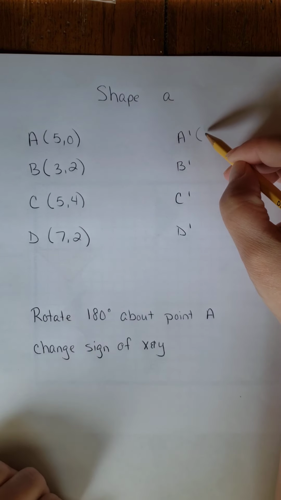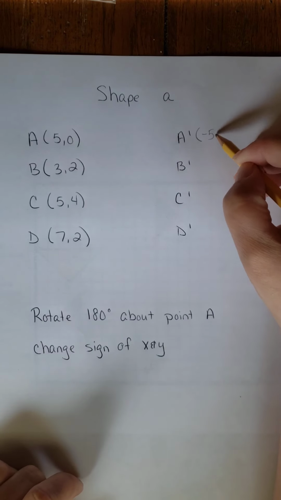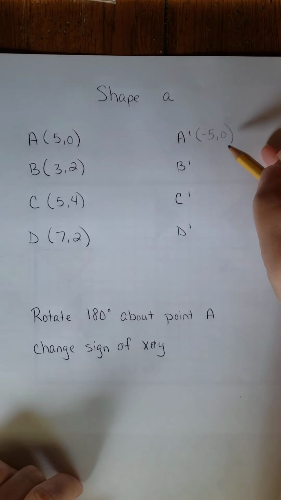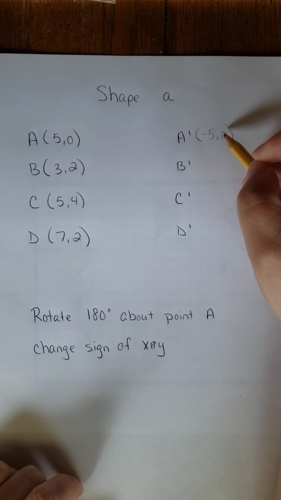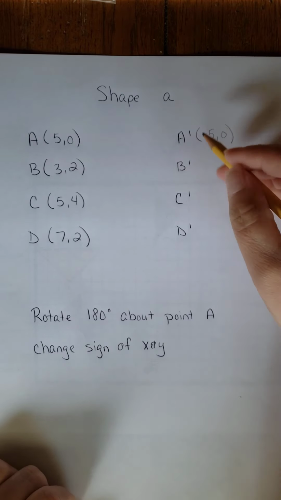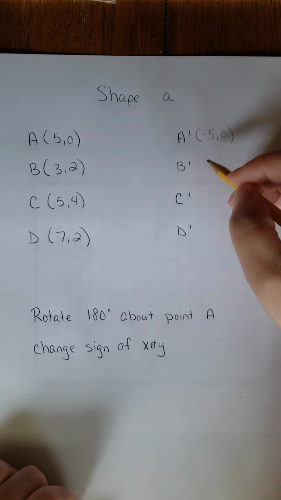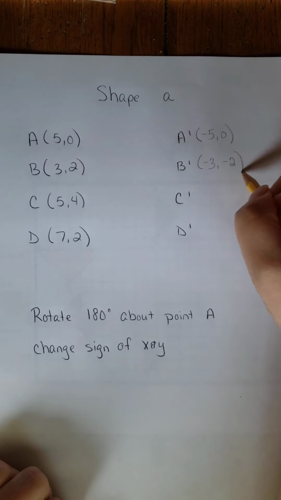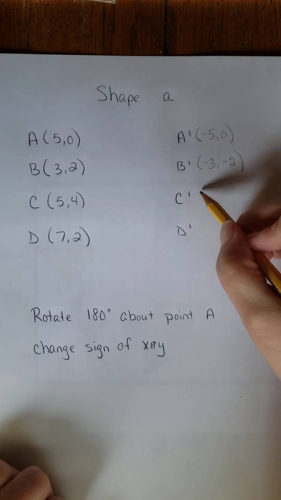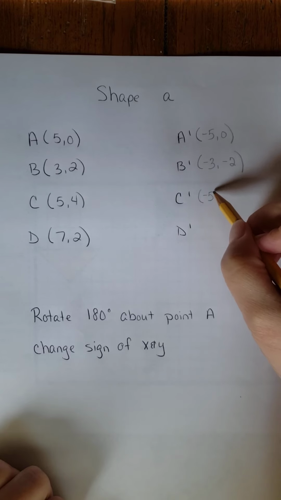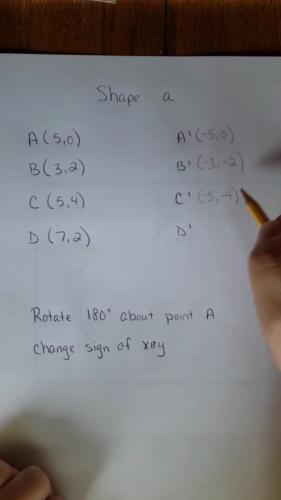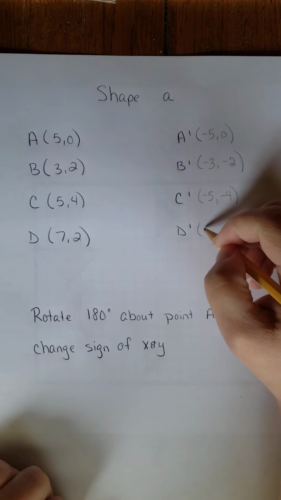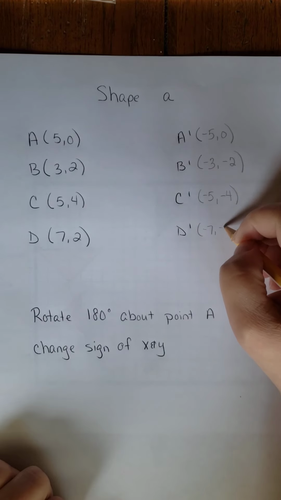So 5, 0 becomes -5, 0. And 0, that's like Switzerland, that's neutral. It doesn't really have a sign, so it doesn't matter. We don't need to switch anything. Our B coordinates become -3, -2. Our C coordinates become -5, -4. And D becomes -7, -2.